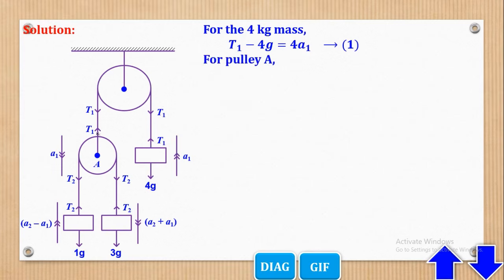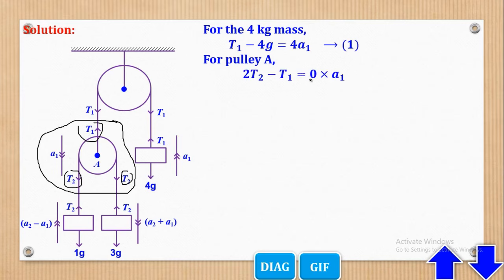What about for the pulley A? For pulley A, these are the forces acting on pulley A. So it is moving downwards, meaning the resultant force will be T2 plus T2 minus T1. In other words, it will be 2T2 minus T1. So you come and write that 2T2 minus T1 is equal to 0 times a1. Remember, they told us that the pulley is light, therefore its mass is negligible. That's why you put 0 here. Therefore you come up with an equation of 2T2 minus T1 is equal to 0, and that is equation 2.